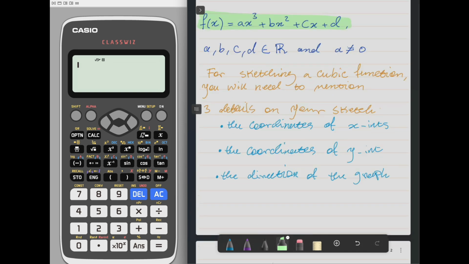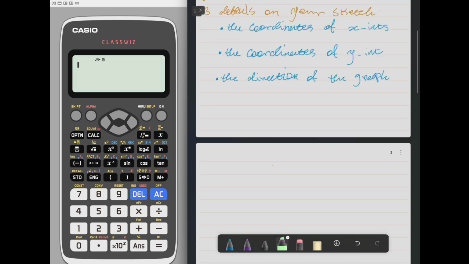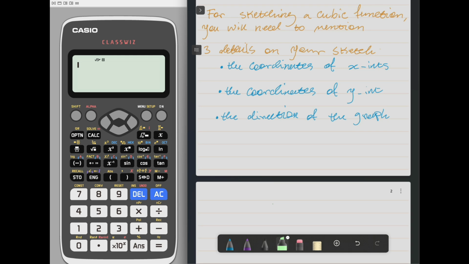For sketching a cubic function, you will need to mention 3 details on your sketch. First one, the coordinates of the x-intercepts. Second one, the coordinates of the y-intercept, it is only one. And the third one, the direction of the graph. These 3 are very important, guys, and they need to be mentioned in your graph. The sketch of cubic graphs is very important and will be asked in your exam. So pay close attention and hope you will get whatever is needed for your exam in this video.